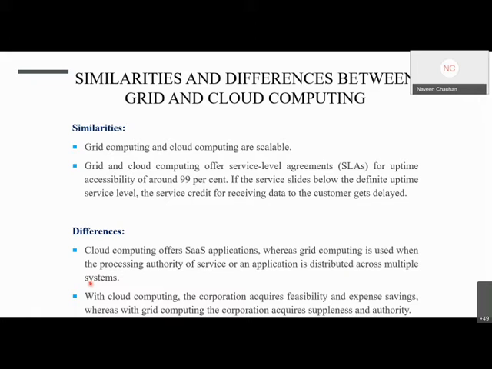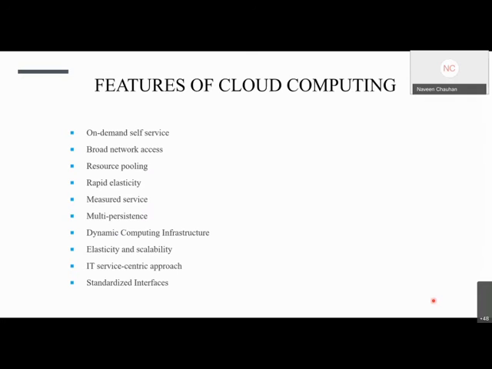So obviously in grid, we are distributing the whole of the tasks to the different users, whereas in cloud computing, we offer software as a service applications. With cloud computing, the corporation acquires feasibility and expense savings, whereas in grid computing, the corporation acquires suppleness and authority. So these are the differences of cloud computing from grid computing. Definitely cloud computing does have an edge over grid computing.